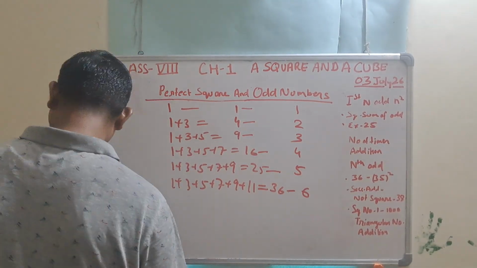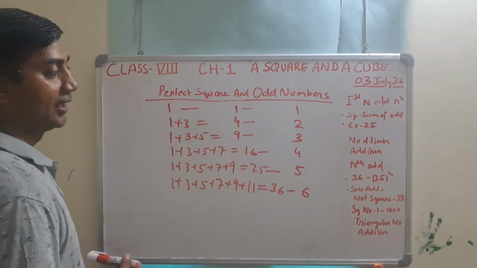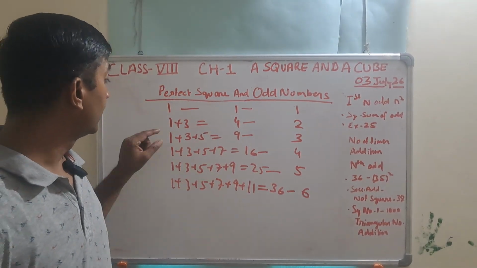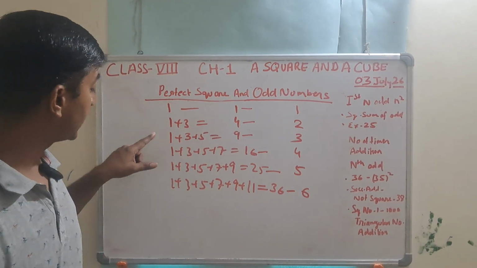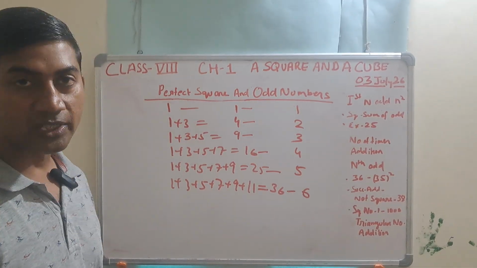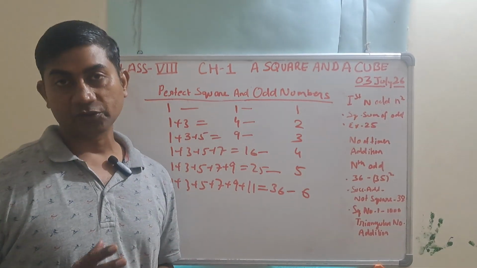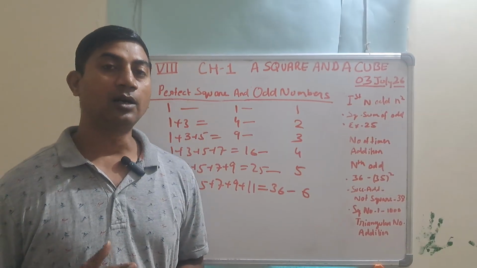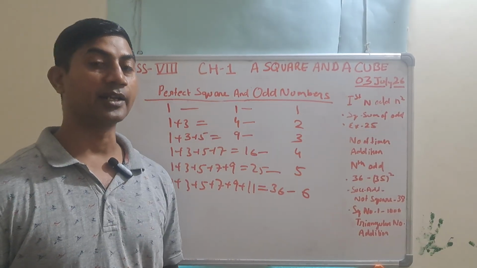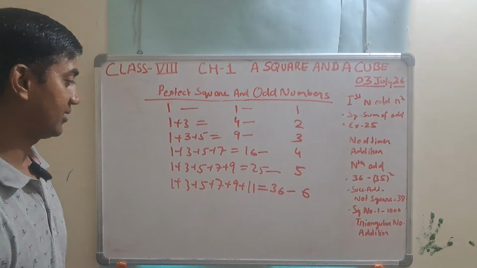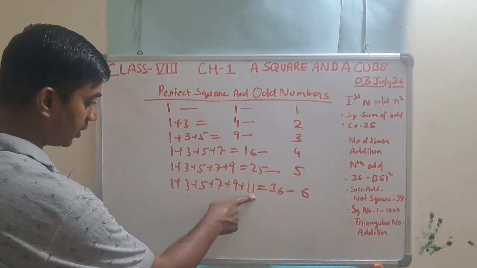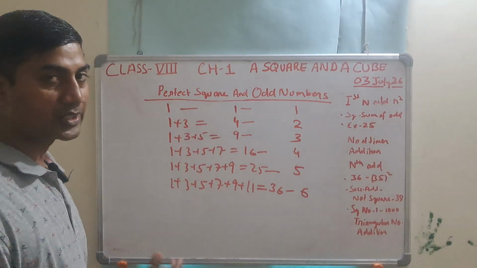Before that, let's understand another conclusion, which is the reverse of the first conclusion we have made. What is our first conclusion? The addition of successive odd numbers starting from 1, we get the perfect square. A reverse of this conclusion is what? All perfect squares are the sum of the successive odd numbers starting from 1. Understood? You can check. See, these are the perfect squares and these are the sum of the successive odd numbers. This is the reverse conclusion.